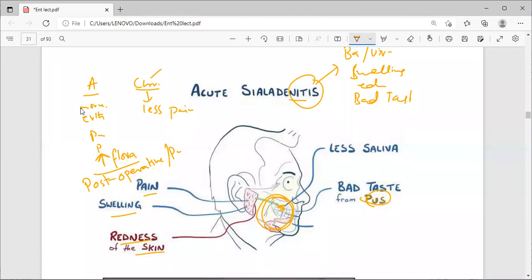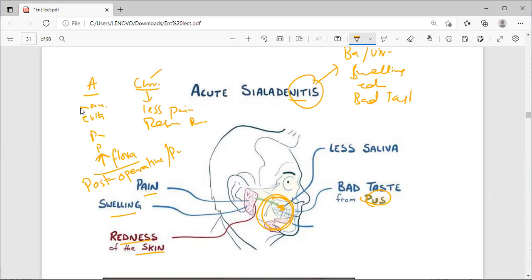The chronic one is less painful, and it occurs again and again. So there will be recurrent enlargement, often after meals, and usually without erythema. It is associated with conditions that reduce salivary flow.